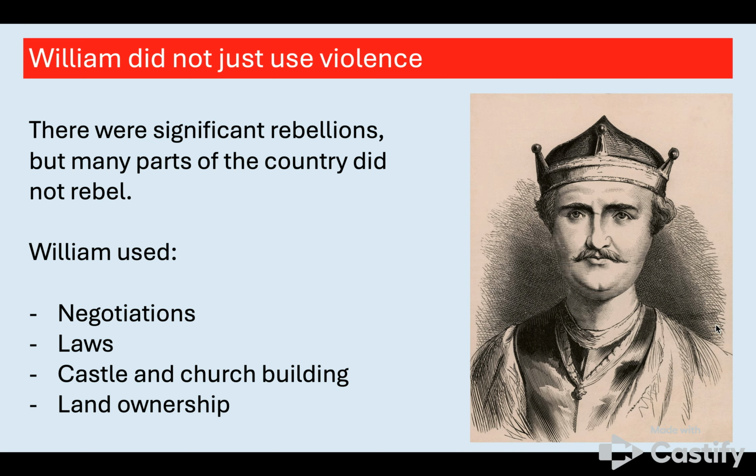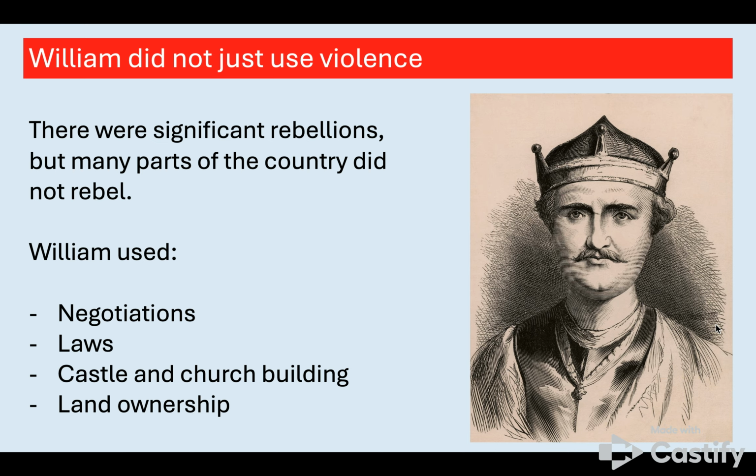Castle and church building is an important thing, so worth considering that religion is used as a way to control people. And finally, land ownership, so taking over lands, putting Normans in charge of that, is again a way that he gets control of the country. And you could argue that that's not about ruthless violence.